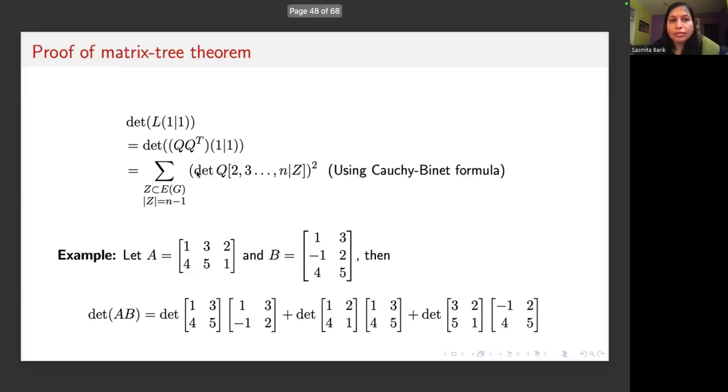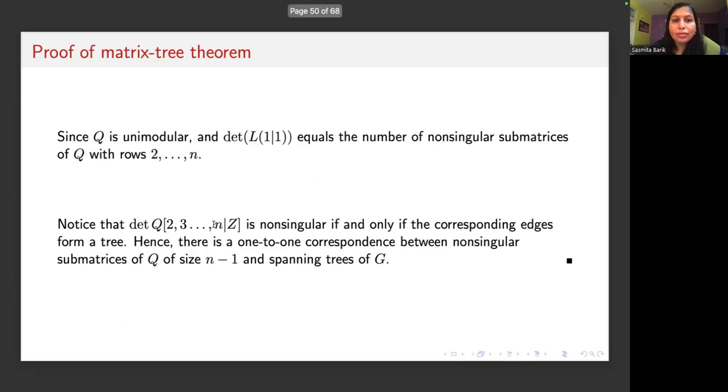So then this sum will contribute +1 when this submatrix corresponds to a tree. Otherwise, this will give you 0. So you are choosing all the submatrices of size n-1, choosing your columns, but this will contribute 1 only when this corresponds to a tree. So that gives you that the sum basically gives you how many spanning trees there are. So this is the proof, but you have to take a graph and see.